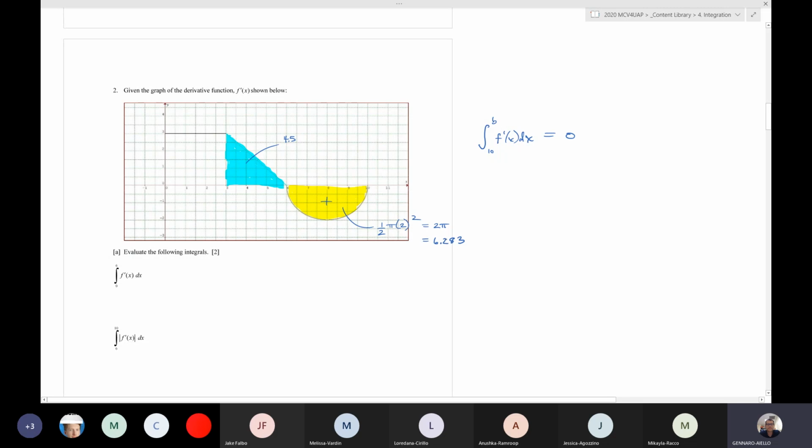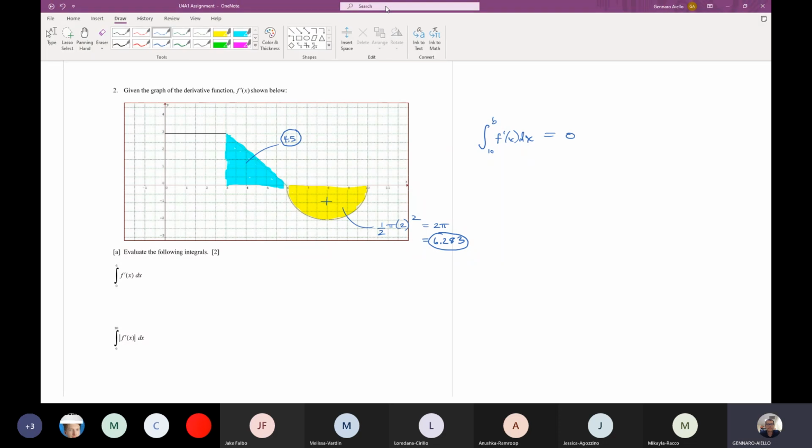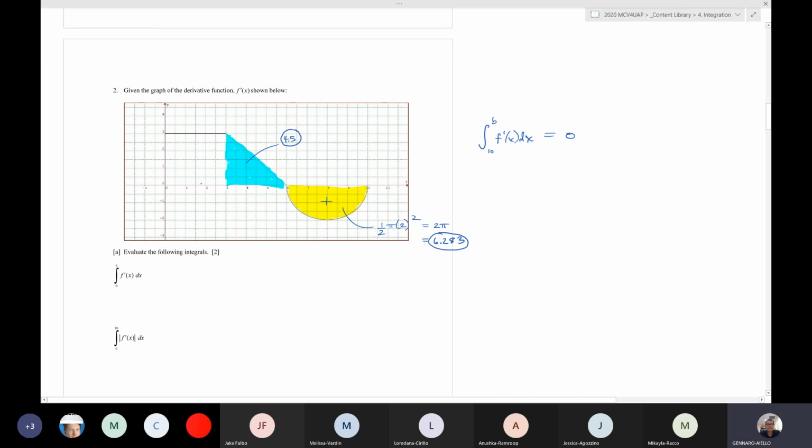Right. So if I started integrating from 10 and I only integrated to 3, am I going to get 0? In other words, is 4.5 enough to cancel out this 6.283? No. So I need to keep going, right? But how far? That's the question. So what you can do is draw a random line somewhere. Call this distance x.